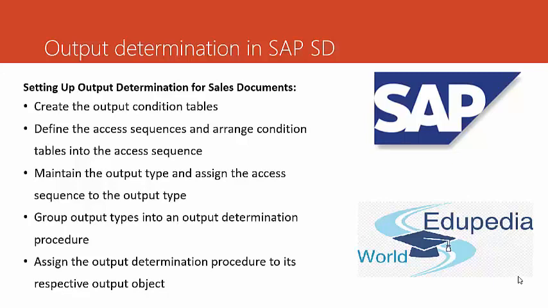First step, create the output condition tables. Second step, define the access sequences and arrange condition tables into the access sequence. Third step, maintain the output type and assign the access sequence to the output type. Fourth step, group output types into an output determination procedure. And last step, assign the output determination procedure to its respective output object.